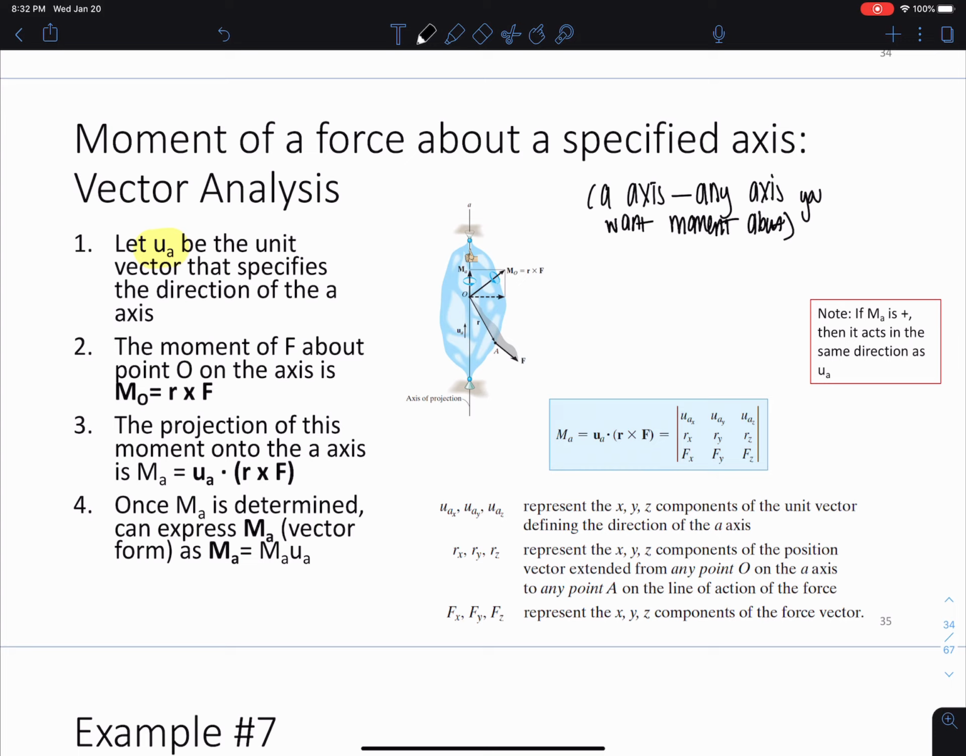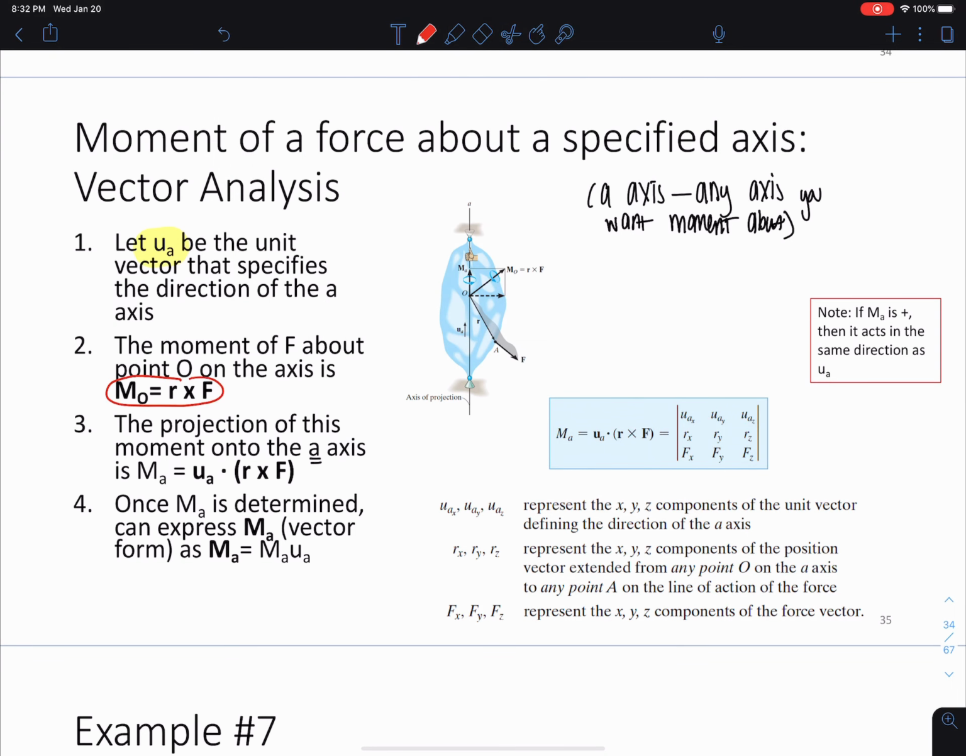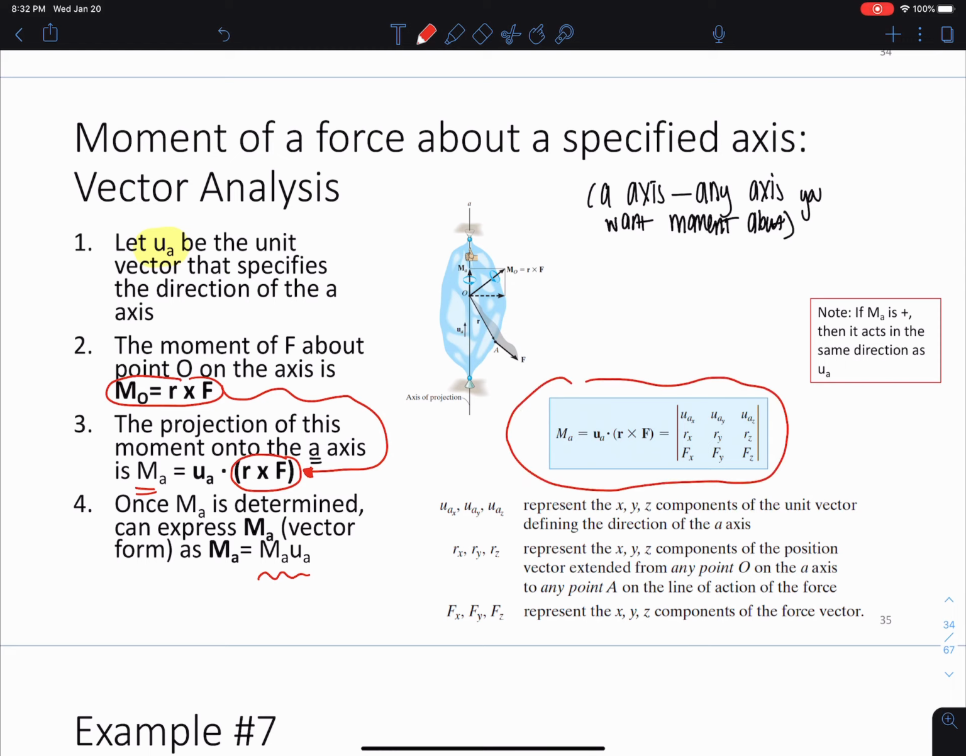So the projection of this moment onto any other axis, let's just say A, an arbitrary axis, is M_O dotted with the unit vector A. So really what I'm trying to say is, we're going to take M_O and multiply it by the unit vector in the A direction here. And that's how we can get M_A. And in vector form, it's just M_A times u_A, the magnitude of M_A times the unit vector in the A direction. And that's all spelled out here. We can use those same equations that we've been using to figure this out.